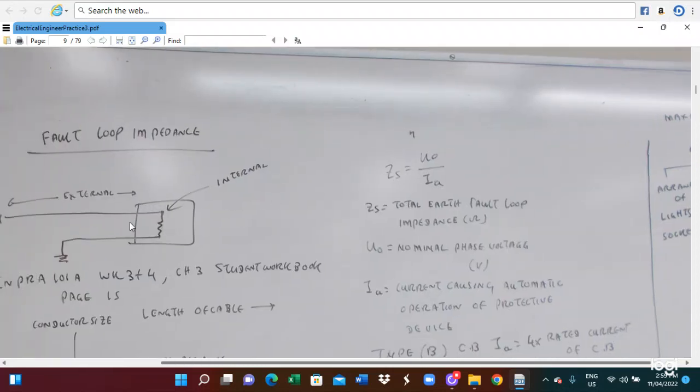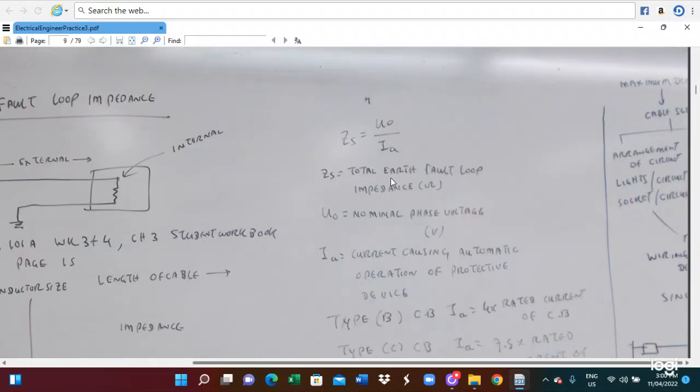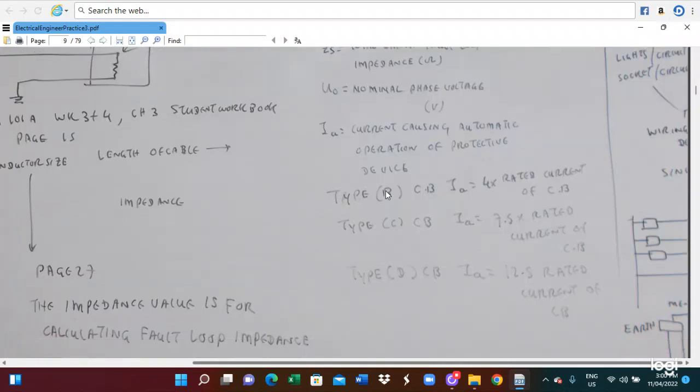This means that when an electrical fault happens, the current comes through both the external and internal elements and goes to the ground. This is why we calculate the total fault loop impedance, ZS. ZS is equal to U0 divided by IA. In this case, U0 is the nominal phase voltage, and IA is the current causing the automatic operation of the protective device. Therefore, this IA value can be determined.